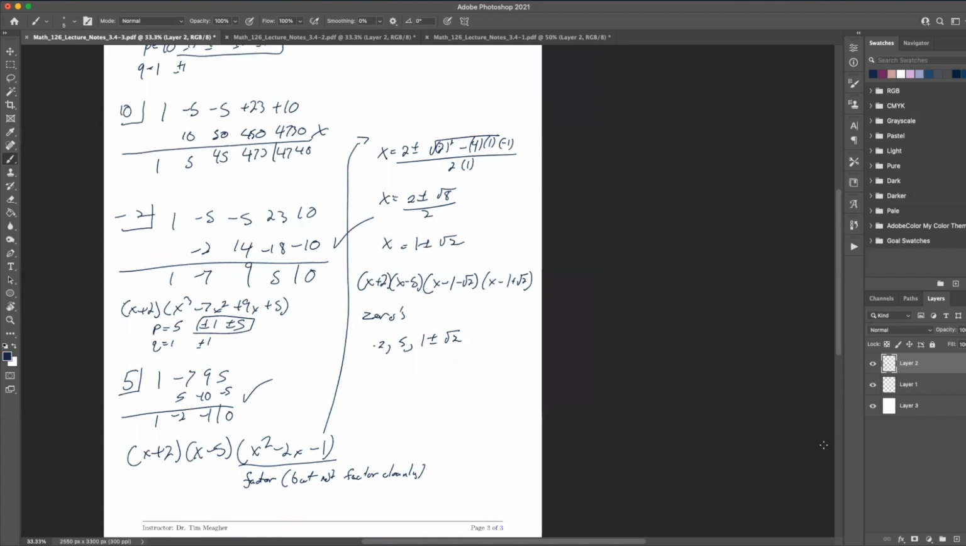So that's what you're doing in this one. You take a polynomial of any size, and we're going to factor it completely down. That's all we're doing.